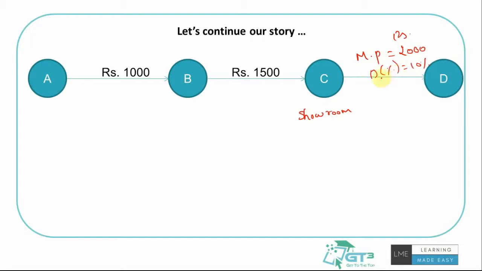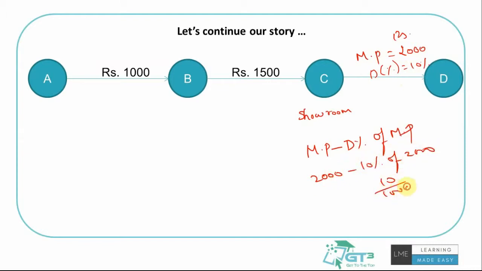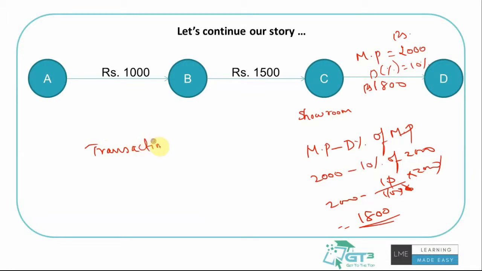So what is the price at which the transaction happens? It is mark price minus the discount percentage, which is always on mark price, right? 2000 is the mark price. The 10% discount is on 2000, right? This is 10 by 100, sorry, into 2000. That's going to be 200. 2000 minus 200 is 1800, right? So that means the net transaction is happening at 1800 rupees. Understand the transaction price is this for C and D.